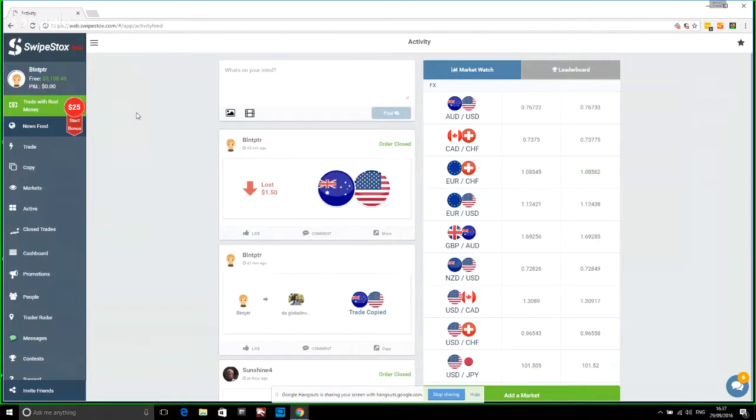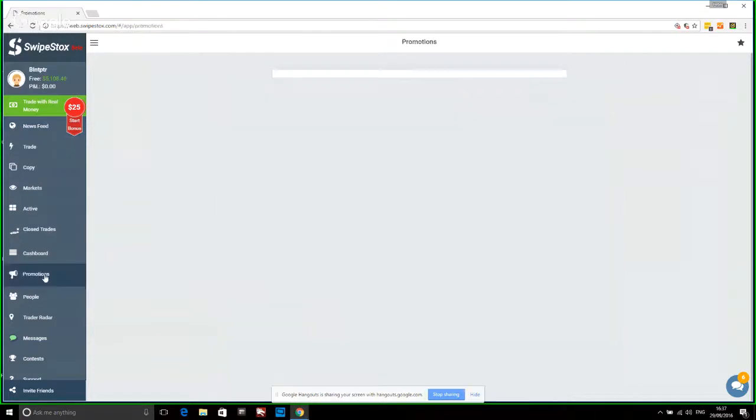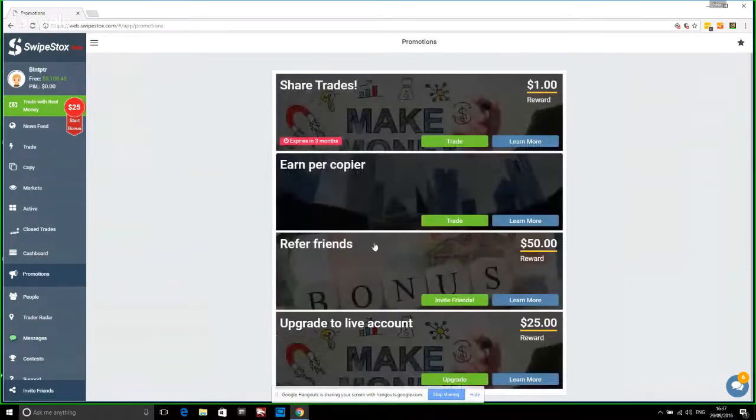And apart from these two, there are also several other bonuses available. For example, you get a $50 reward for referring a friend. It's this one here. So if you want to invite friends, you can just click on that one. You can also get a $1 reward if you share your trade ideas.